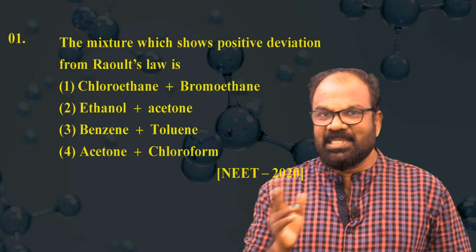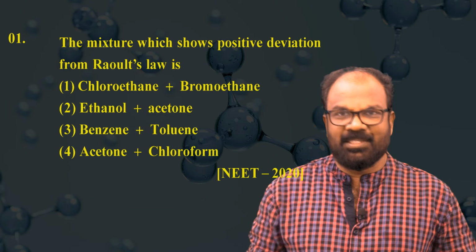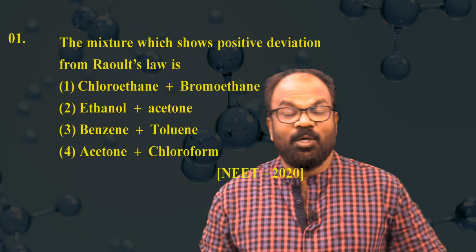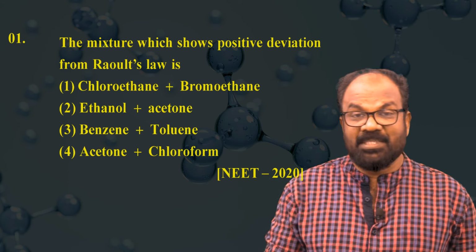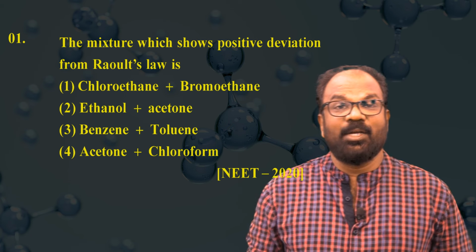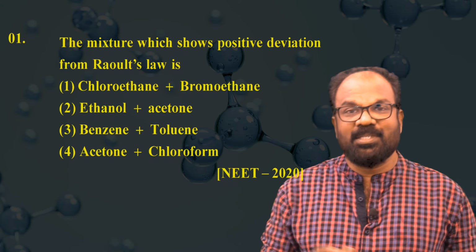Question number 1. The mixture which shows positive deviation from Raoult's law is: option number 1, chloroethane plus bromoethane; option number 2, ethanol plus acetone; option number 3, benzene plus toluene; and option number 4, acetone plus chloroform.